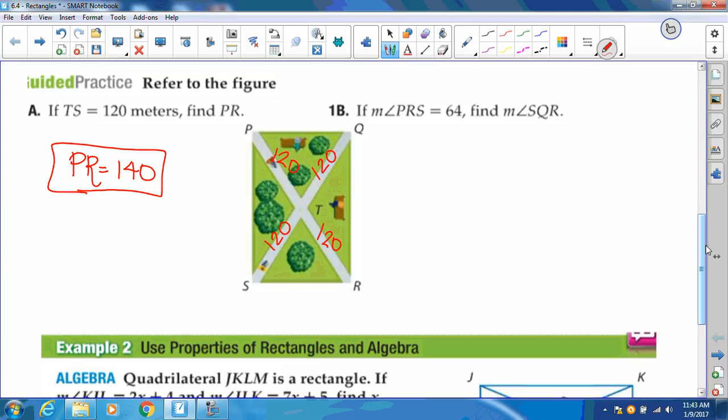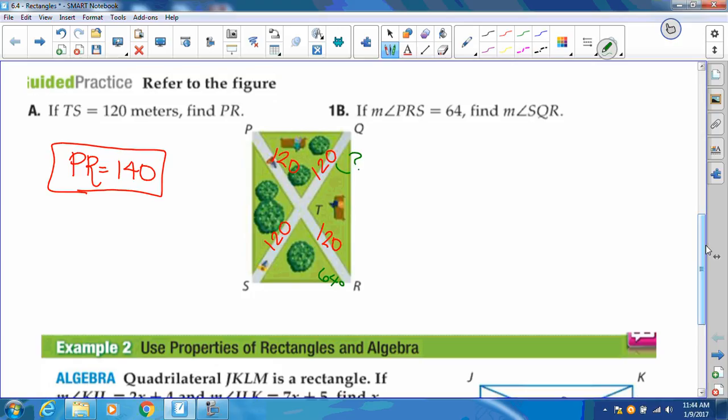Okay, then we have if the measure of angle PRS is 64, so I'm going to put that right here. Hopefully you can see that. Find the measure of angle SQR. So we're looking for this angle up here. What would that angle right there be?